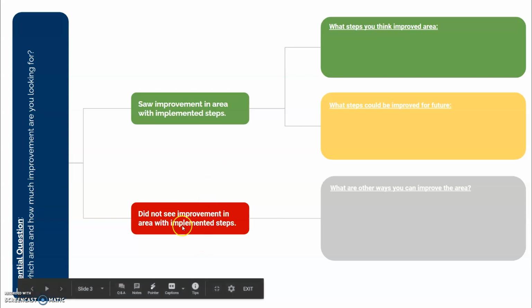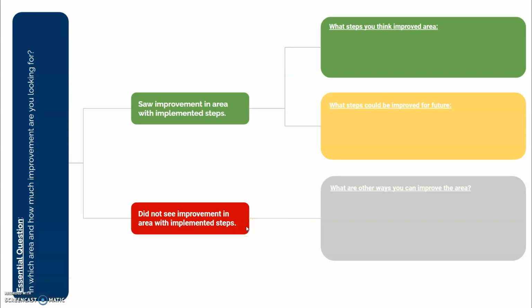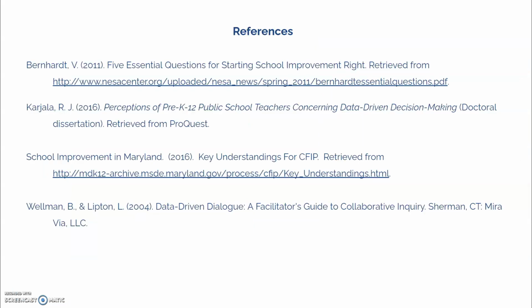And then if you're in the red, you did not see improvement in the area with the implemented steps. That is when you are going to adjust and reflect. So in this box here, you'll write what are other ways you can improve that area, or what are other steps that you can do instead to improve your action plan. So this is my Module 12 Data Protocol Assessment.